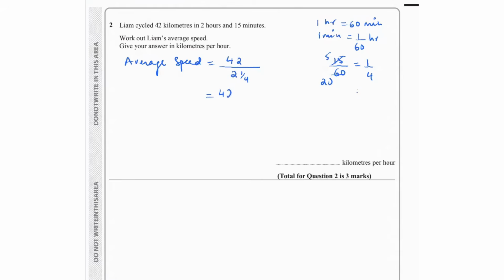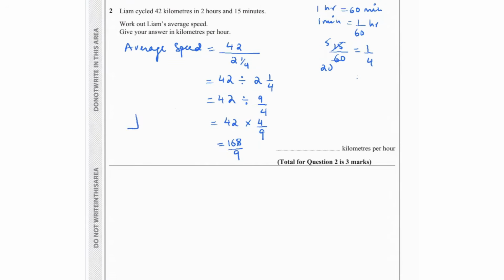So let's rewrite this as 42 divided by 2 whole number 1/4. 2 whole number 1/4 in improper fraction is going to be 9 out of 4. We multiply the denominator with the whole number and add the result to the numerator. We take the reciprocal of the fraction and change the division into times, so it's 4/9. So 42 times 4 is 168. So 168 divided by 9. To convert this into decimals, we divide 168 by 9.